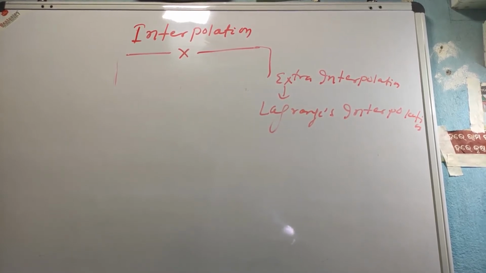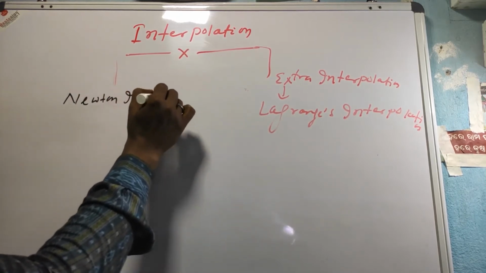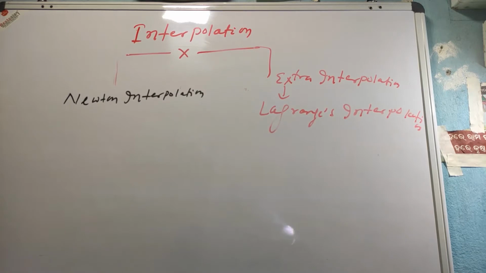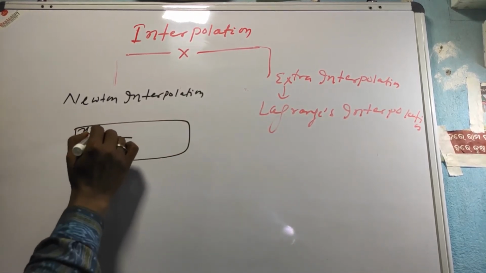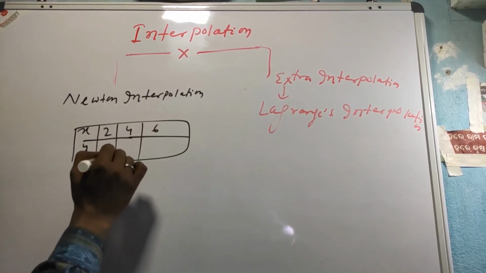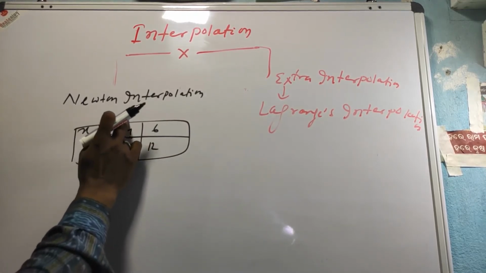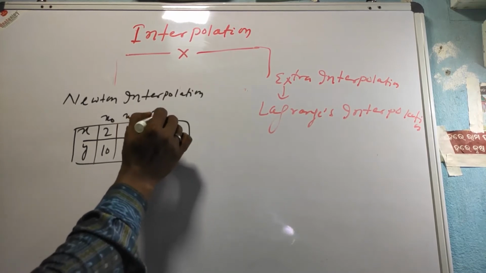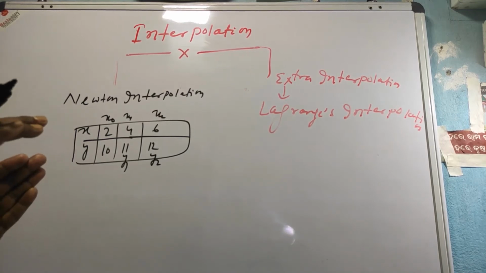Between Newton interpolation and Lagrange interpolation, in case some question asks you to find the interpolation, you may doubt which type of interpolation to apply. So I give the example x and y: 2, 4, 6 and 10, 11, 12. This is x0 corresponding y0, this is x1 corresponding y1, and this is x2 corresponding y2. The corresponding front value varies.